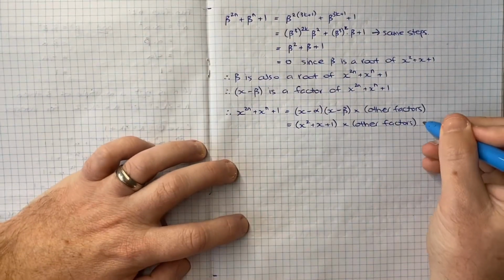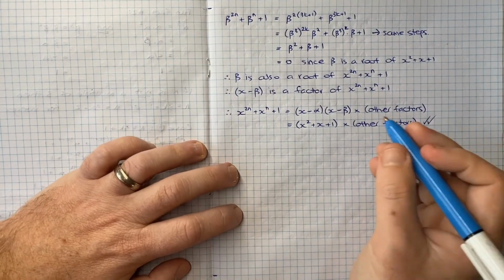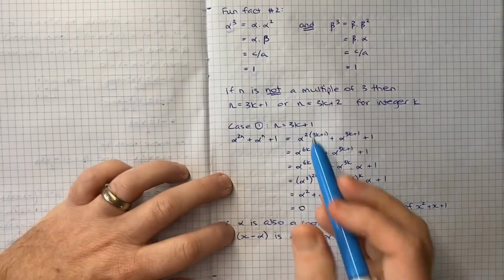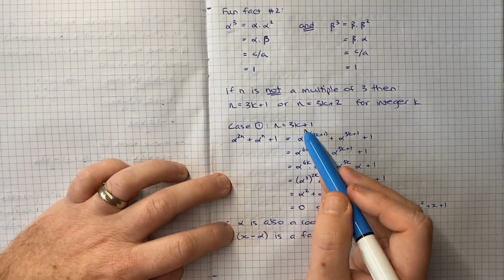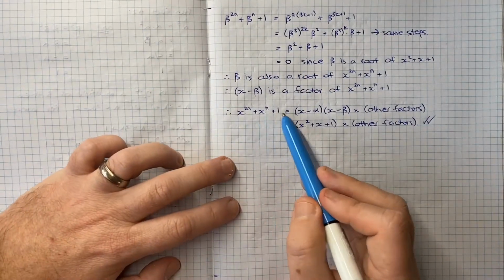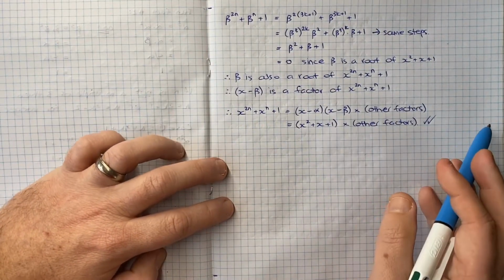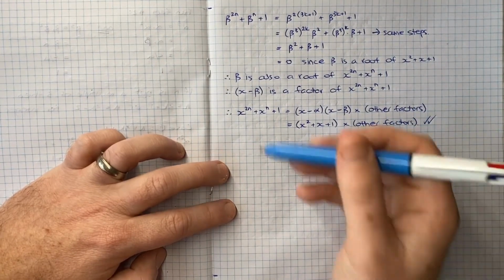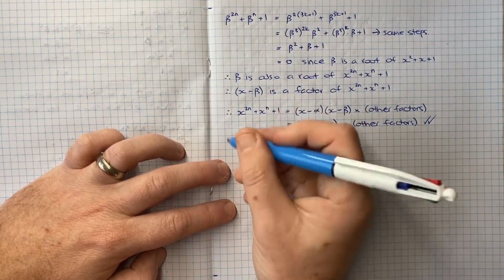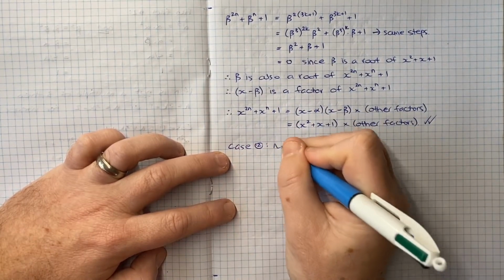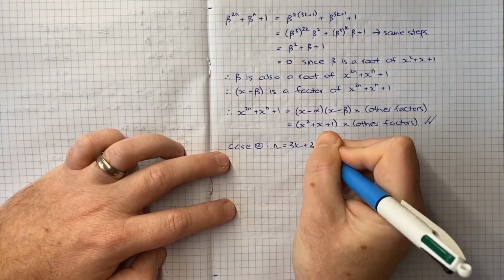So we can say, at least in the case of case 1, n being 3k plus 1, it is the case that x to the 2n plus x to the n plus 1 is divisible by x squared plus x plus 1. Now we haven't finished there. We now need to go through that process for case 2. So case 2 is where we let n equal 3k plus 2.